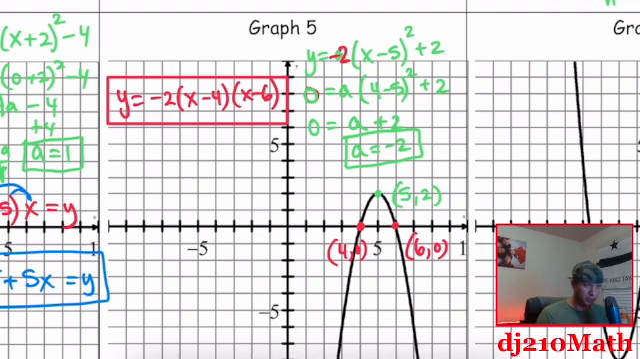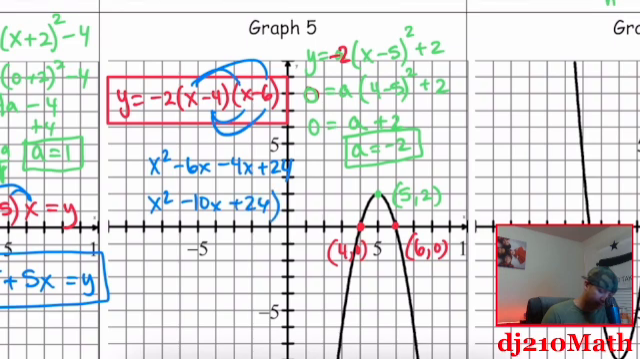Standard form, we're going to distribute the negative 2. So x squared. Could we distribute the negative 2 first? Yeah, you could, I guess. But we can do it in the end. It really doesn't matter when you multiply. So x squared minus 6x minus 4x plus 24. Combining like terms, x squared minus 10x plus 24. Now I'm going to distribute the negative 2. So final answer, y is equal to negative 2x squared plus 20x minus 48.